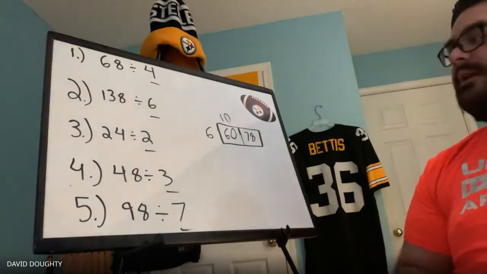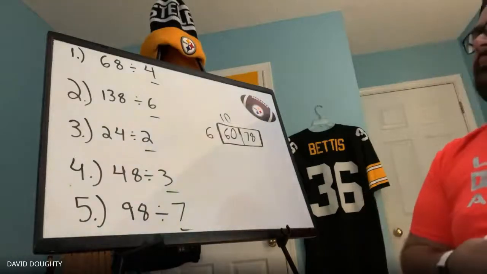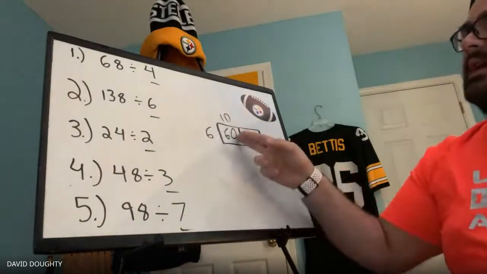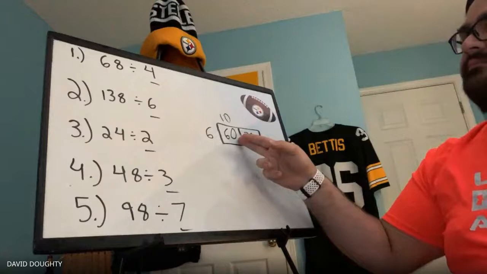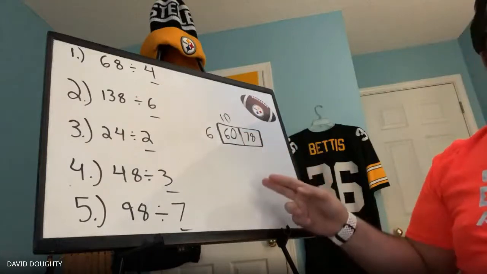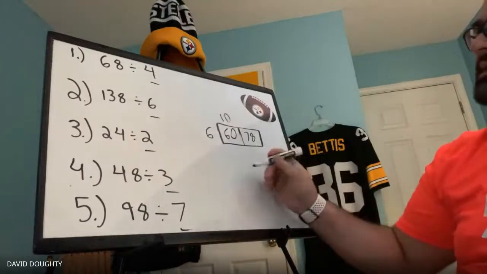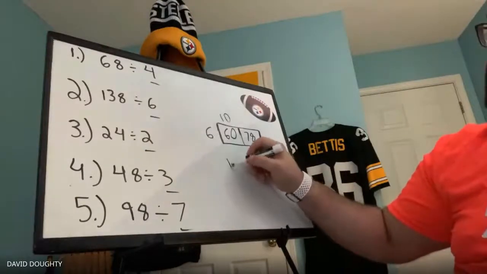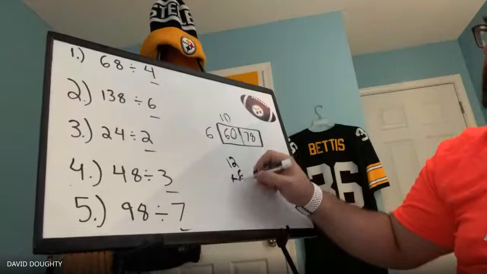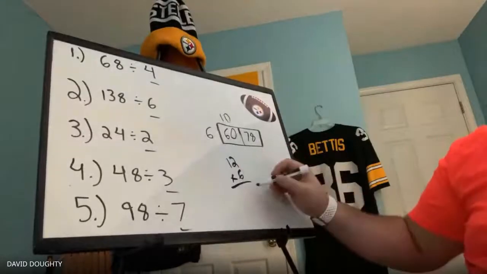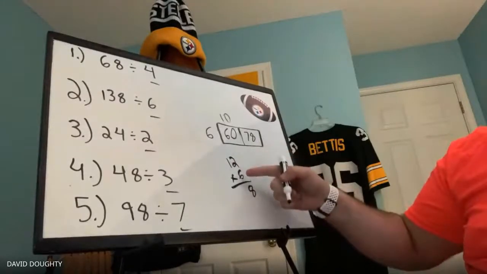It's around that number. So I know that 6 times 10 is 60. Okay, so I'm going to try another number that's a little bit bigger than 10 to see if I can make 78. Let's try 12 times 6. Let's see. 2 times 6 is 8. 6 times 2.